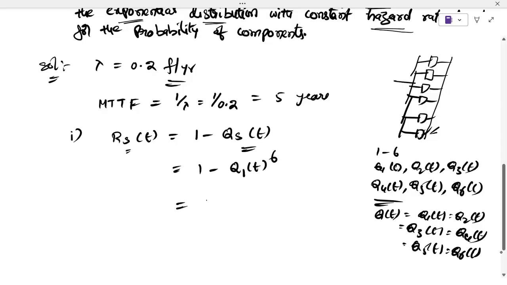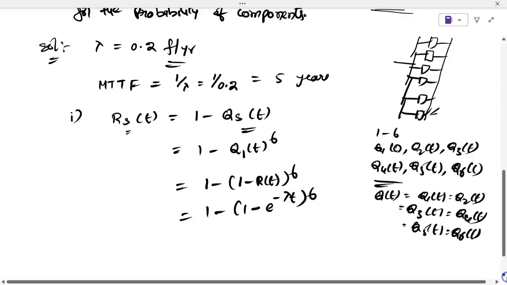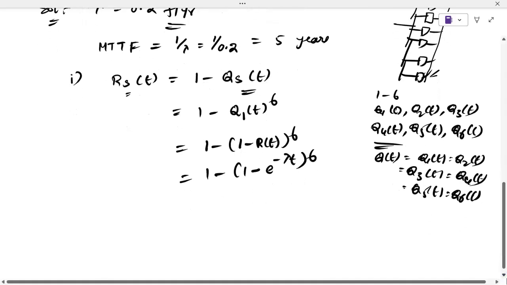So now we can simplify this. 1 minus of this Q, we can write in terms of R. This is 1 minus R of t. That is 1 minus R of t whole power 6. That is equal to 1 minus of e power minus lambda t whole power 6. Okay, are you getting my point or not?